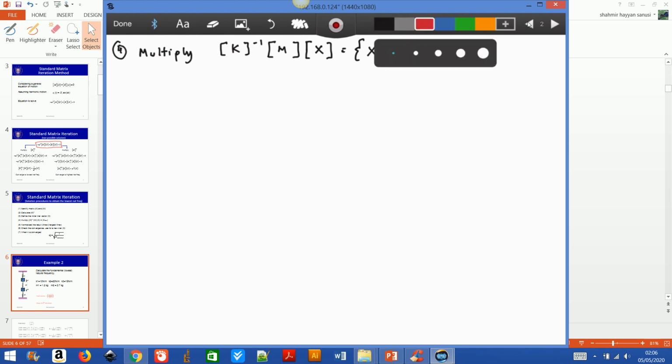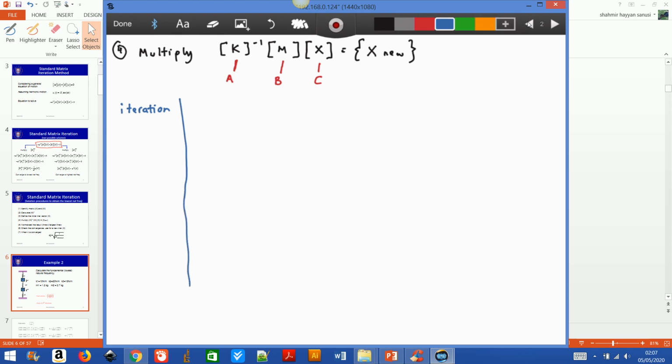Alright, so in order for you to be easy, in your calculator you can put this as matrix A, this as matrix B, and this is matrix C. So next you need to perform your iteration. I prefer for you to use a table, okay, in order for you to see it more clearly. So this is your x new. How you're going to get your x new is basically matrix A multiplied by matrix B multiplied by matrix C in your calculator.